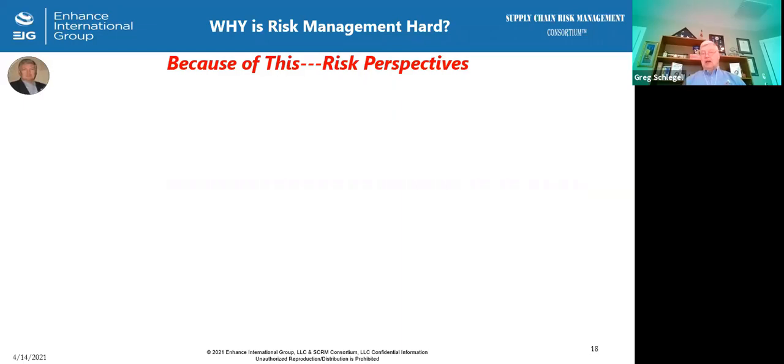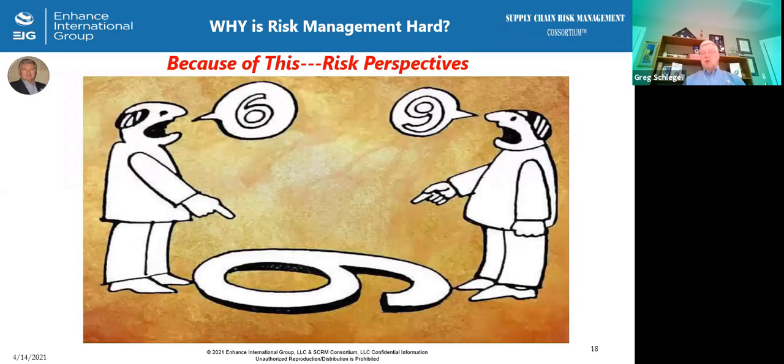Why, and a little levity here, why is risk management hard, folks? Supply chain is not easy. Trust me, I've been a 30-year practitioner in several Fortune 100s. You always have supply and demand imbalance. It's just a matter of degree. But why is risk management in supply chain very hard and difficult? Because of this, folks. It's called risk perspective. I show you this and let you have a little levity here in the afternoon.